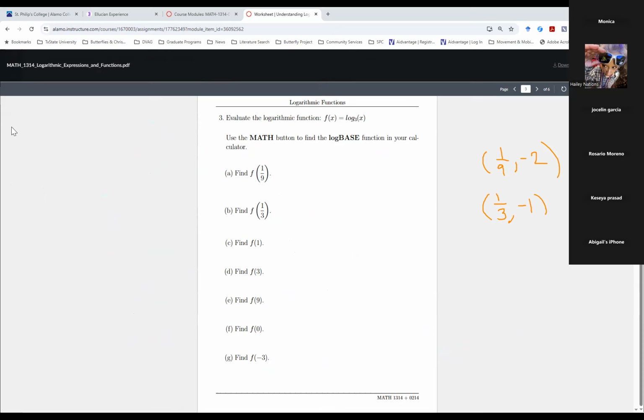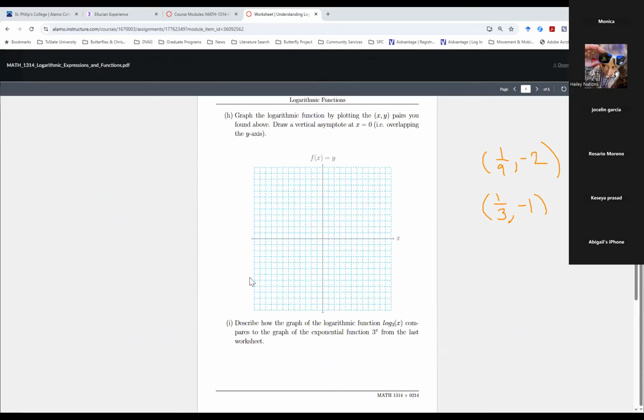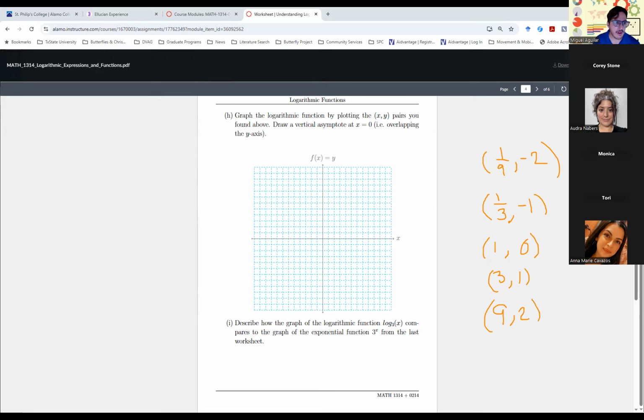Okay, I'm going to leave those ordered pairs up and I'll add the rest of them later, but let's scroll down here to our graph, right? So the other ordered pairs that we have are 1 and 0, 3 and 1, and then 9 and 2. Are you guys okay with that? Yes. Okay. So now we can set up our graph.